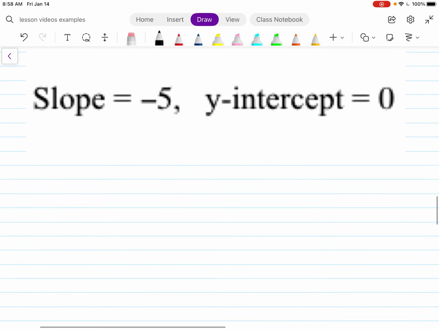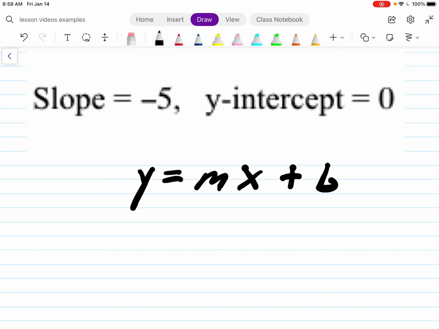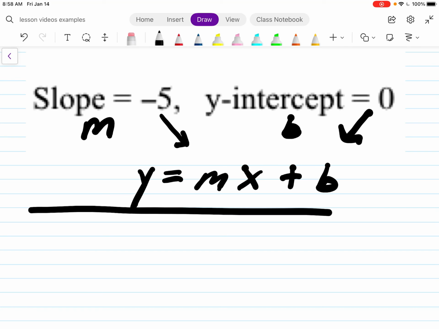Next example, a little bit different. It changes up a little bit, but we're still using y equals mx plus b. Slope is still m, y-intercept is still b. That's not going to change. But this time our slope is -5, which is not abnormal, but our y-intercept is 0. I tell my students that if you have a y-intercept of 0, the number 0 represents nothing. So if you ever had nothing, you know it's 0 of something.